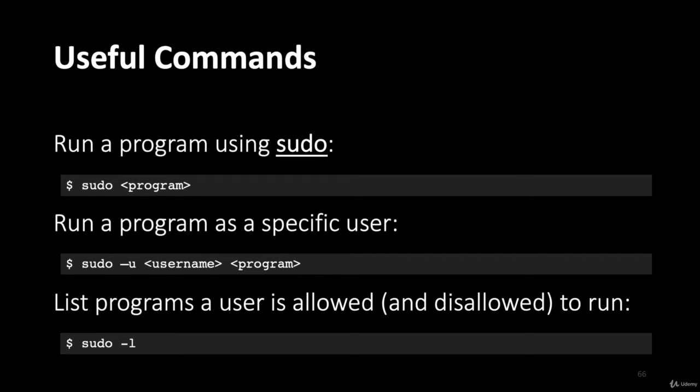Here are a few useful commands to run with Sudo. To run a program using Sudo, simply type Sudo followed by the program name. To run the program as a specific user, you must include the -u command line option with the username. To list programs a user is allowed and disallowed to run, you can type Sudo followed by the -l option.